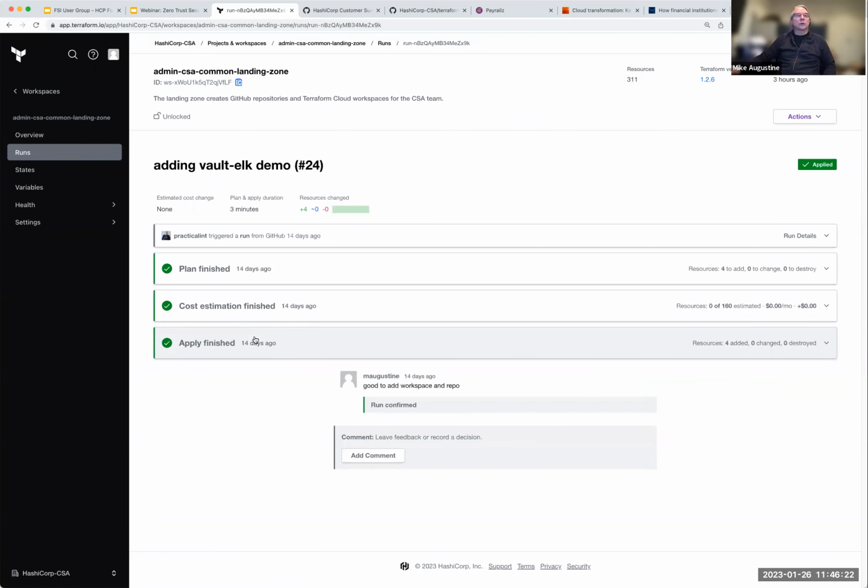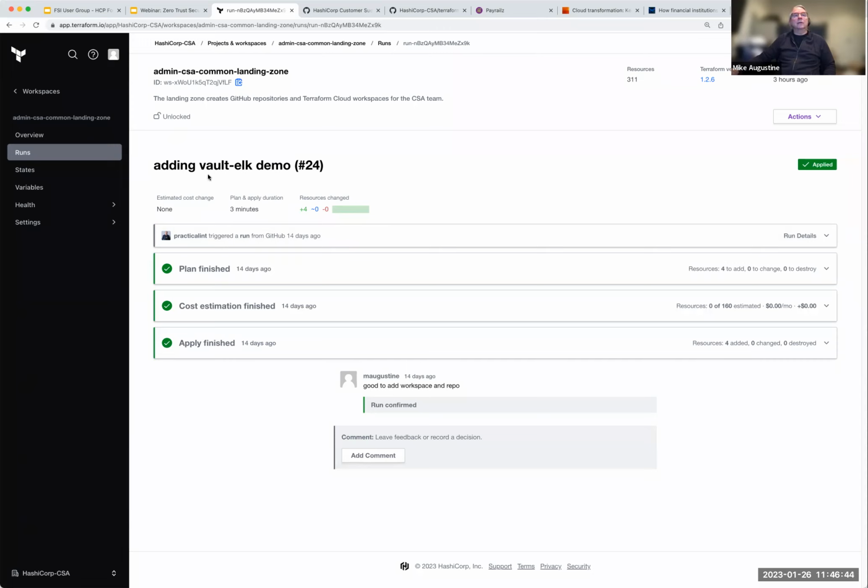So there's a code base. We're going to touch on that in a minute, but the idea of the runs here is that you can see that this was triggered from GitHub. So this is a VCS backed workspace, as we would call it. It means that I changed code.